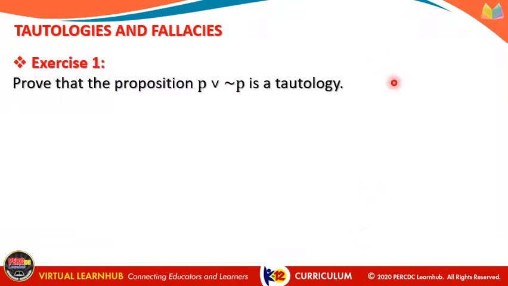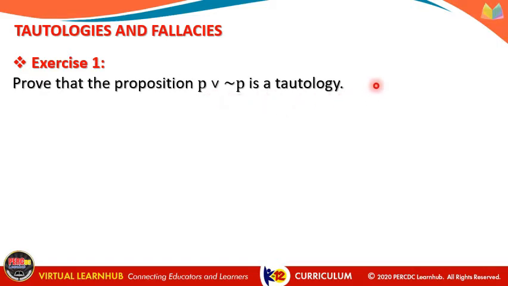Now, let us solve some exercises. That way, we will be able to familiarize ourselves with the three terms. Let's start with this one. Prove that the proposition P or not P is a tautology.